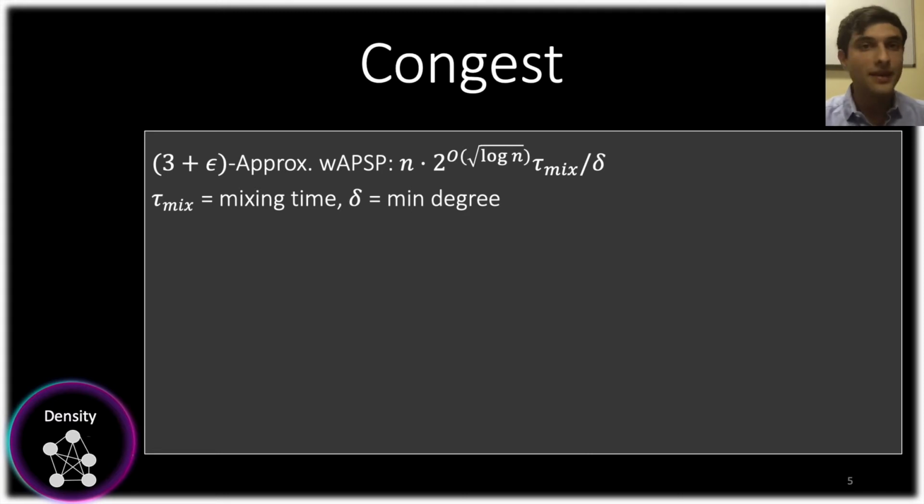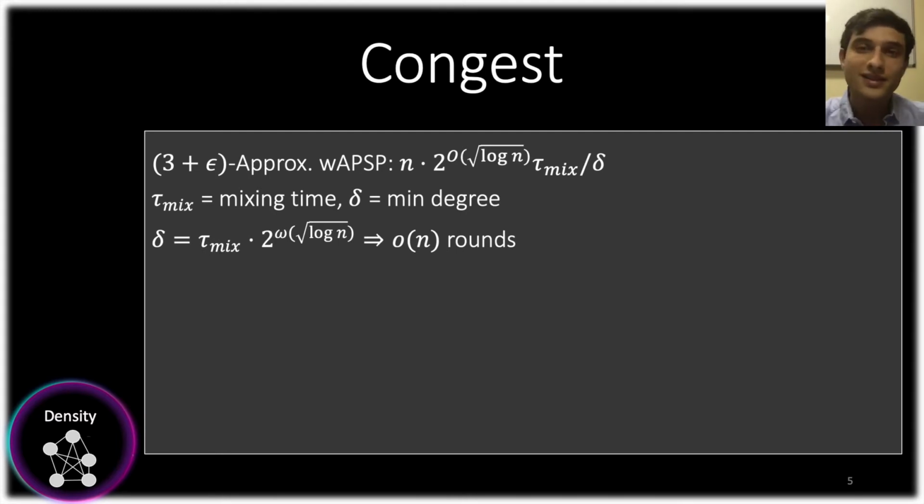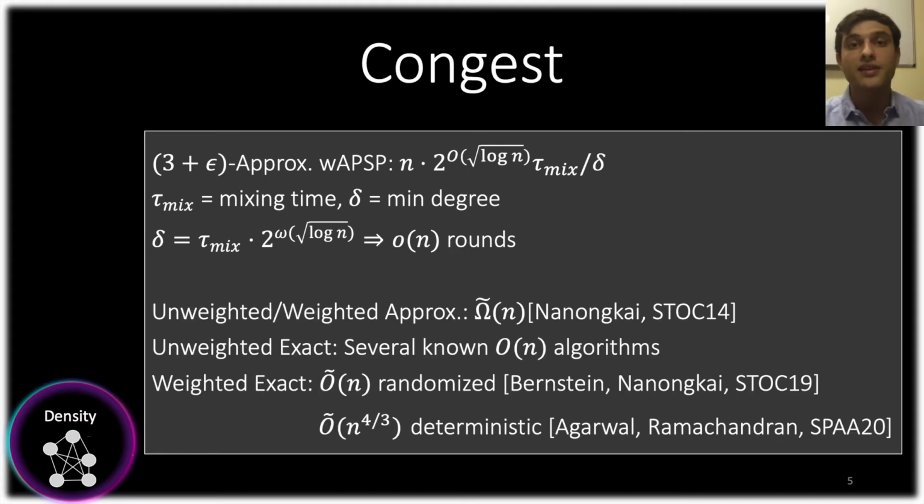The mixing time is roughly the number of iterations it takes for a random walk to converge to the stationary distribution. The key point is that in many graphs, the mixing time can be, for example, polylogarithmic. In such cases, the minimum degree doesn't even have to be polynomial for us to get a round complexity which is less than n rounds. That is little o of n rounds. And this is interesting because the other results currently known in Congest all take at least a linear number of rounds for solving APSP or approximating it.